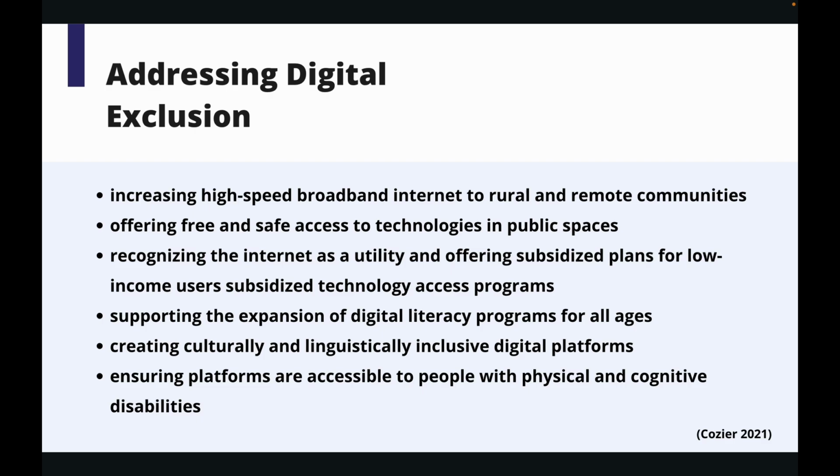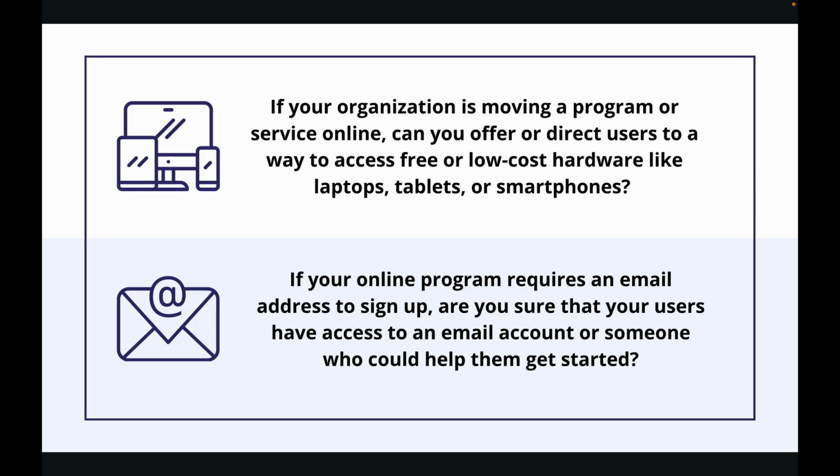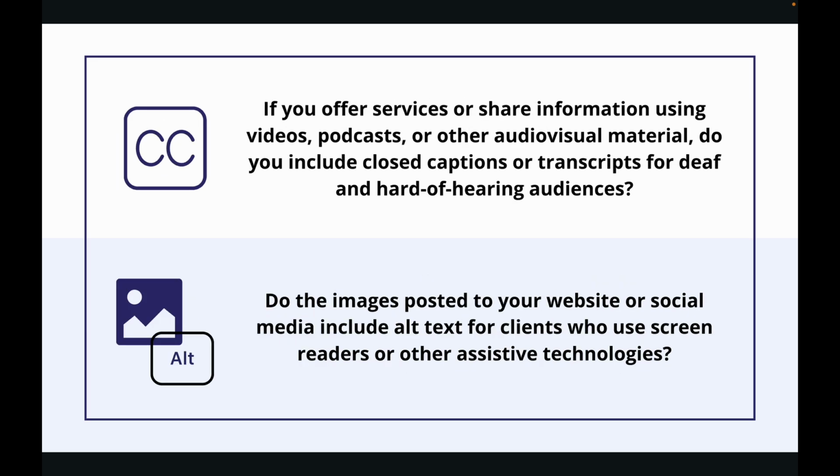When planning for online events or services, consider some of the following questions. If your organization is moving a program or service online, can you offer or direct users to a way to access free or low-cost hardware, like laptops, tablets, or smartphones? If your online program requires an email address to sign up, are you sure that users have access to an email account or someone who could help them get started? If you offer services or share information using videos, podcasts, or other audiovisual material, do you include closed captions or transcripts for deaf and hard of hearing audiences?